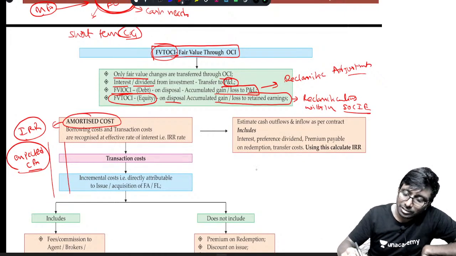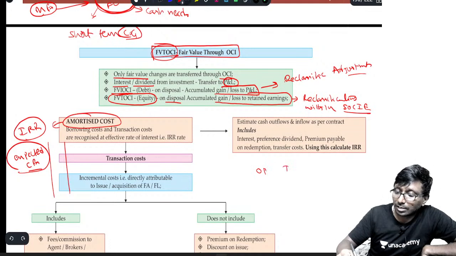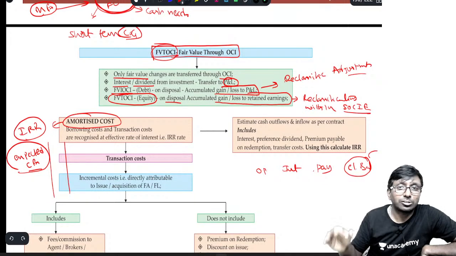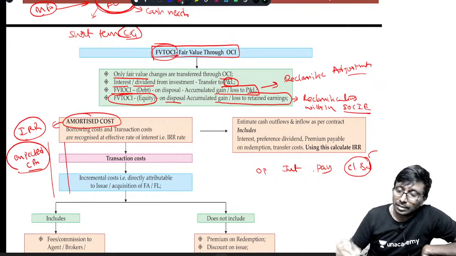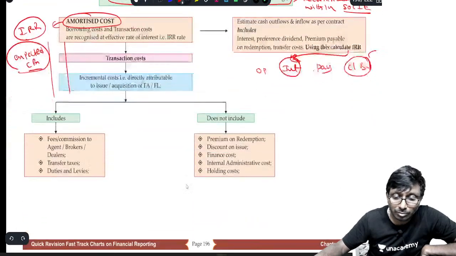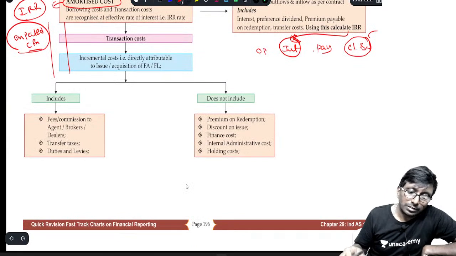Amortized cost means that is opening balance, correct na? Plus interest, plus payment or receipt, whatever. That is the closing balance. Closing balance, you can call it the amortized cost balance. Amortized interest, correct na? What is the rate we are applying? IRR rate we will be accounting for. That's all.